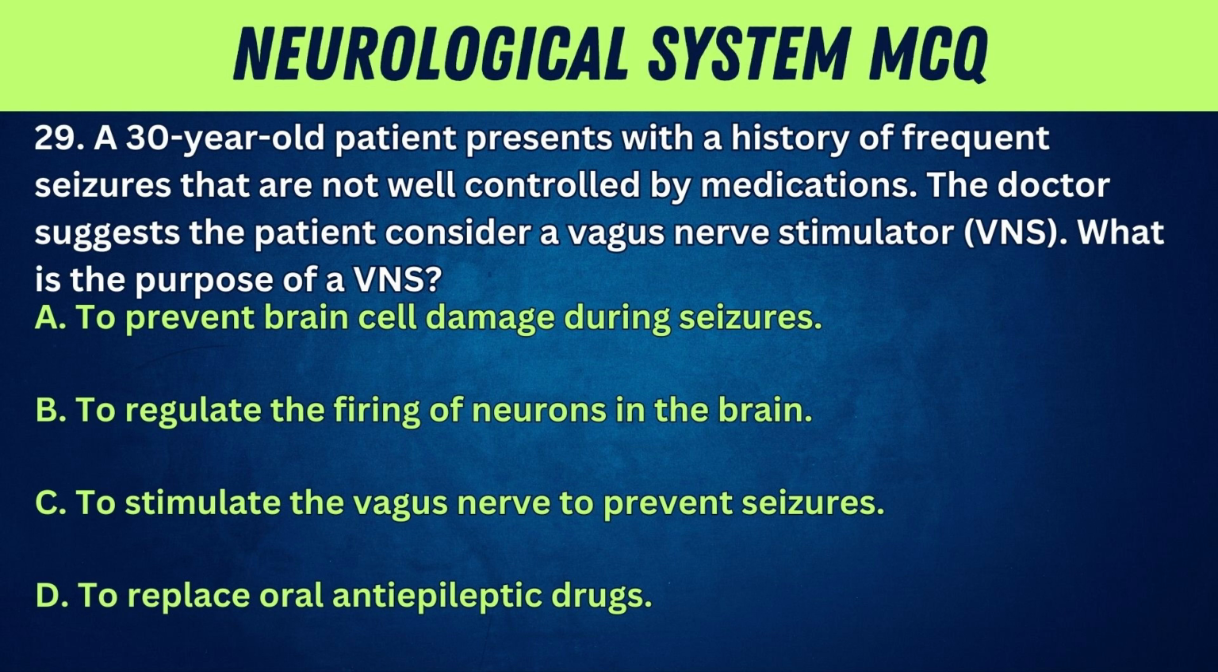29. A 30-year-old patient presents with a history of frequent seizures that are not well controlled by medications. The doctor suggests the patient consider a vagus nerve stimulator, VNS. What is the purpose of a VNS? A. To prevent brain cell damage during seizures. B. To regulate the firing of neurons in the brain. C. To stimulate the vagus nerve to prevent seizures. D. To replace oral antiepileptic drugs.